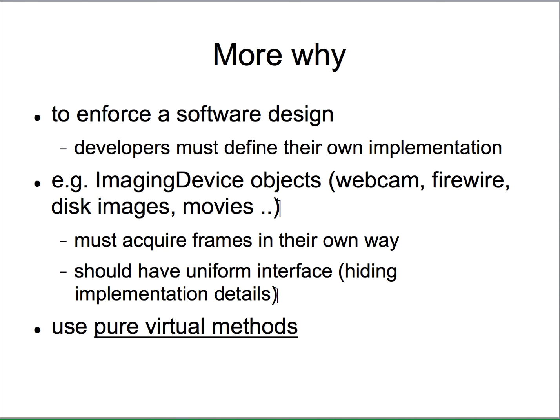In other words, developers have to define their own implementation for a particular type of thing, but there's a common interface for it. Like, we might create a class called imaging device, and then there are different kinds of imaging devices like a webcam or FireWire interface or a disk image or a movie. The frames have to be acquired differently, but there's a uniform interface of how I go about building it. We can also enforce this software design concept using something called a pure virtual function, and we'll see that in the next couple slides in the form of a discussion and an example.